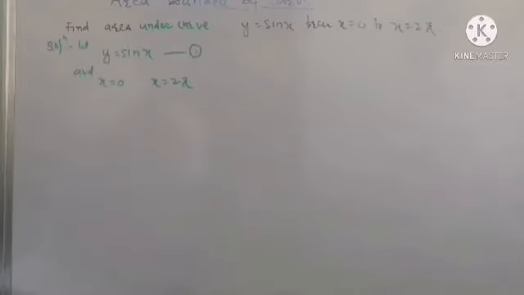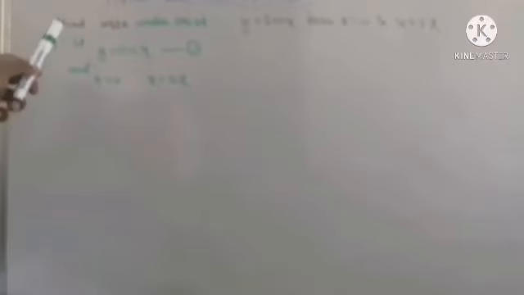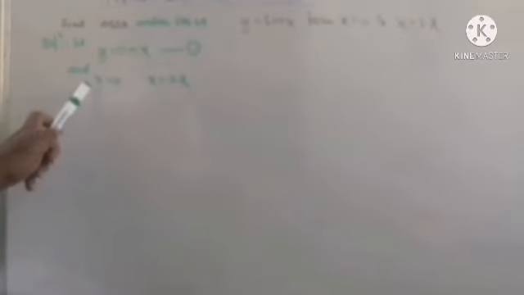Find the area under the curve y equal to sin x from x equal to 0 to x equal to 2 pi. In the given example, y equal to sin x is the equation of the curve, with values of x equal to 0 and x equal to 2 pi. Now we can evaluate this area directly, but if you directly evaluate it you get the answer 0. Why does this happen?